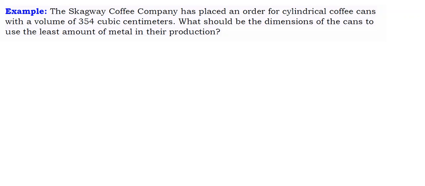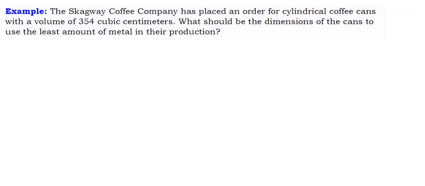In this problem, I'm going to be doing another optimization problem involving the optimization of resources. The Skagway Coffee Company has placed an order for cylindrical cans with a volume of 354 cubic centimeters. What should be the dimensions of the cans to use the least amount of metal in their production?